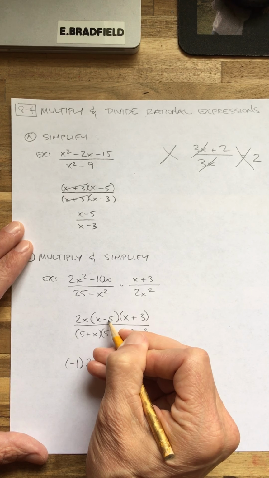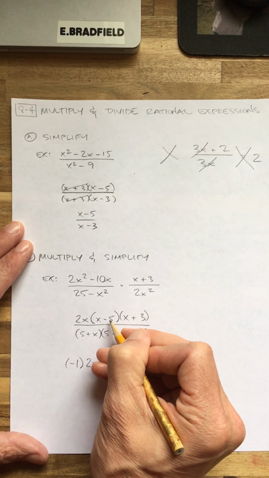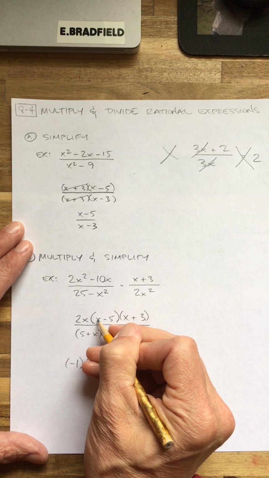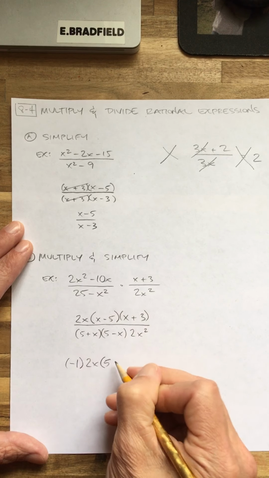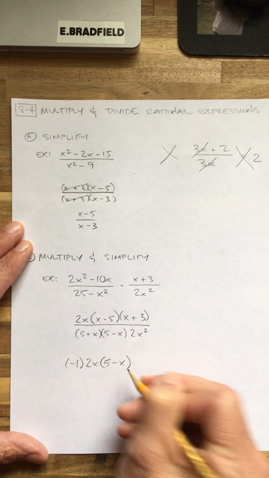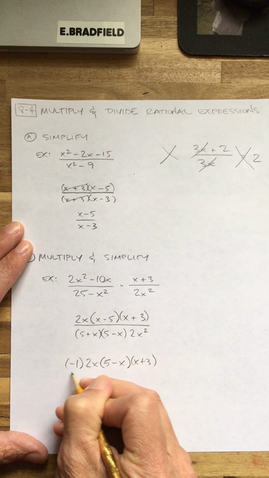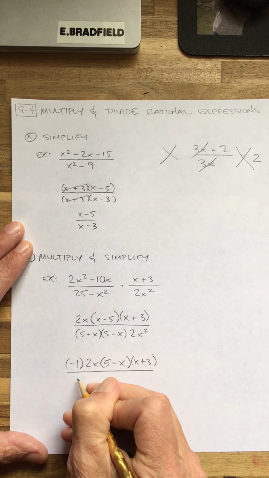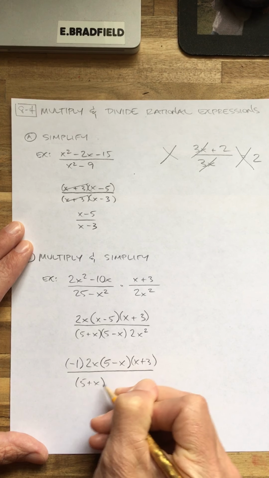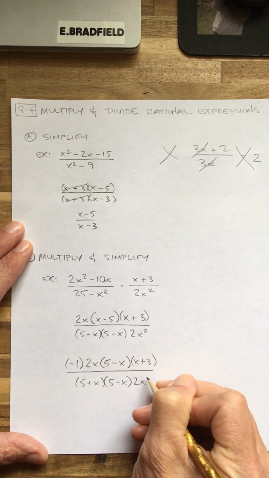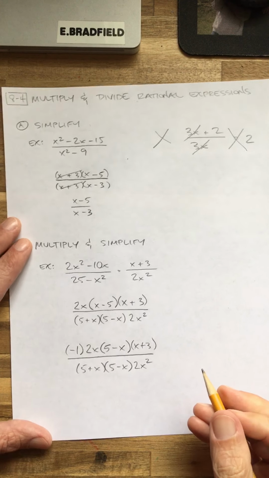Well, if I factor a negative out of a negative, that turns into a positive 5. So I'll just go ahead and write positive 5. Factor out a negative from a positive, right? That turns into a negative x. So now I have 5 minus x times x plus 3 all over 5 plus x, 5 minus x times 2x squared.